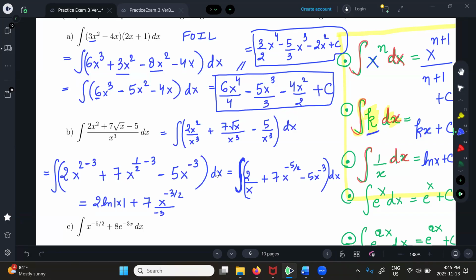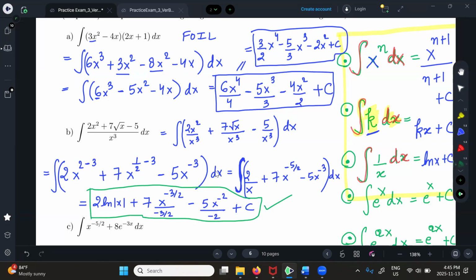And divide by it, right? What is negative 3 plus 1? Negative 2. Am I done? Plus c. If you miss a plus c, you know what's going to happen? It's wrong. I'm going to take points off, okay? This is the answer. You can leave it here. I'll be very happy.